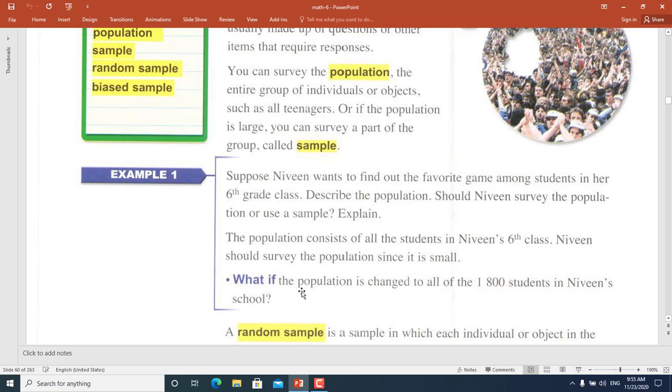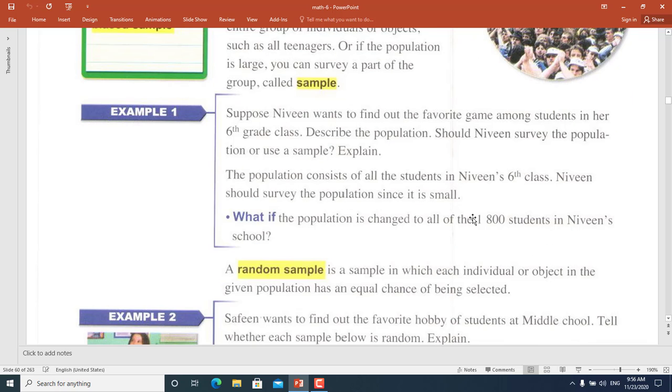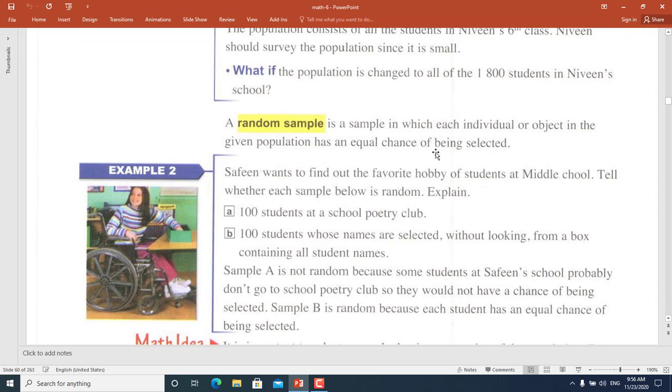But what if the population is changed to all the students, 1,800 students in Nevins' school? Look at that, it's a very big population. We can use samples. We have two types of samples, random sample and biased sample. A random sample is a sample in which each individual or object in the given population has an equal chance of being selected. That means they have the same chance to be selected.